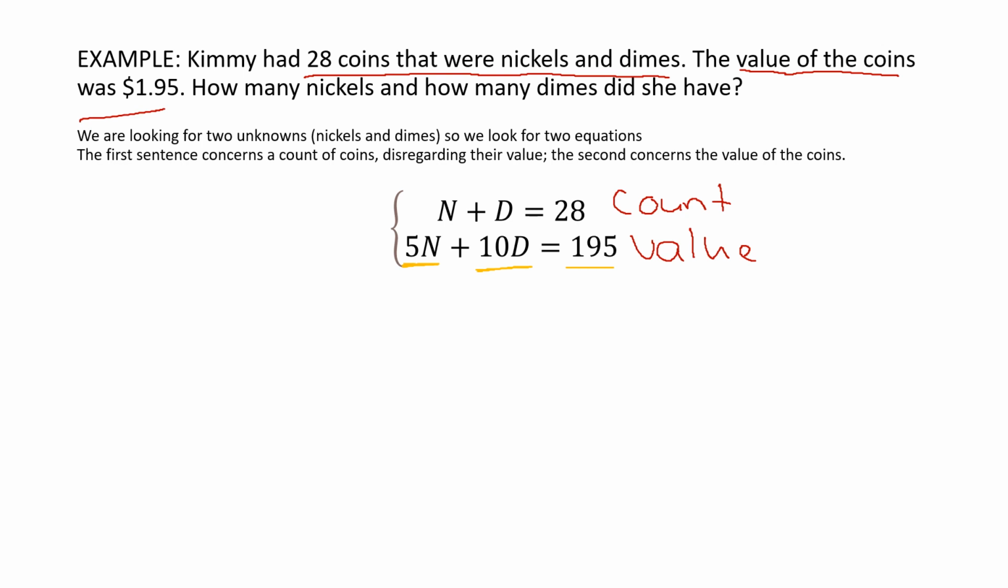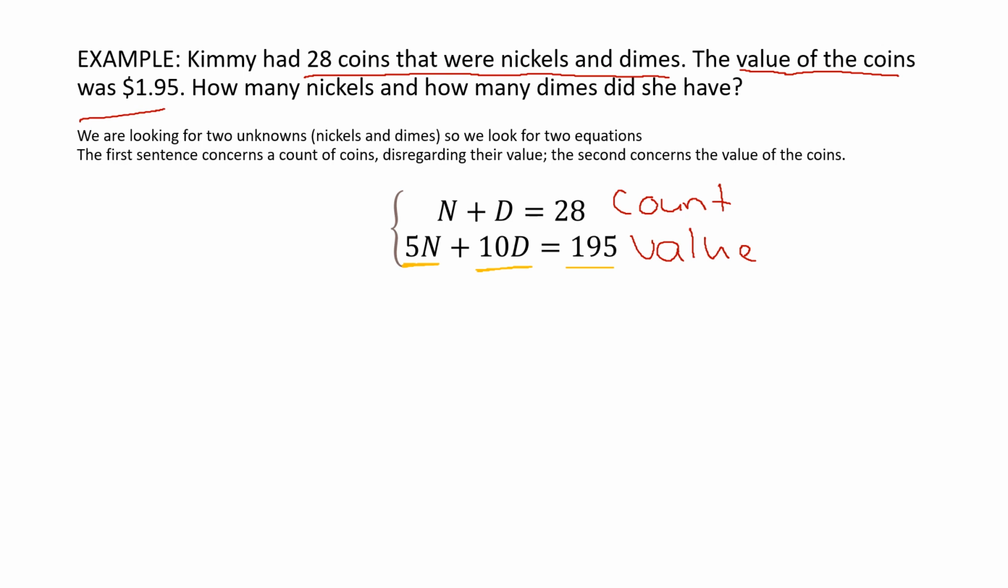If you will just use whole numbers and drop your decimals, you'll be fine. So your count equation is just how many you have: nickels plus dimes is 28. And I'm going to be given that information in my problem.